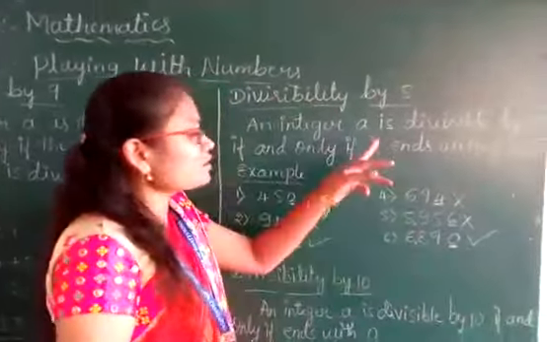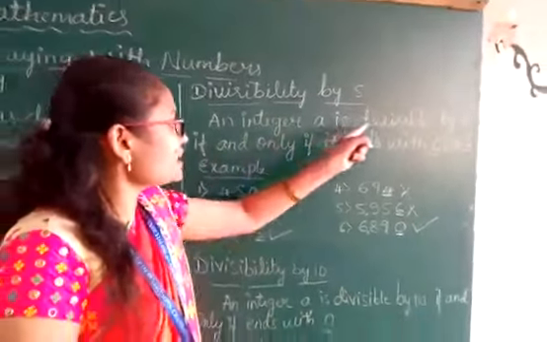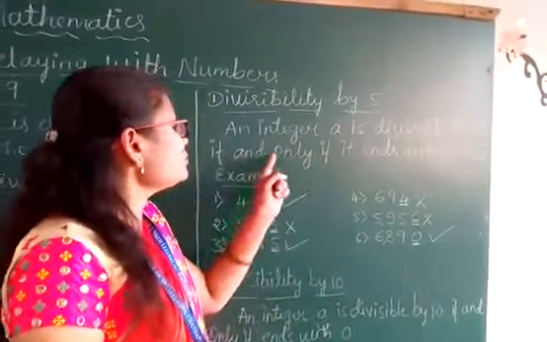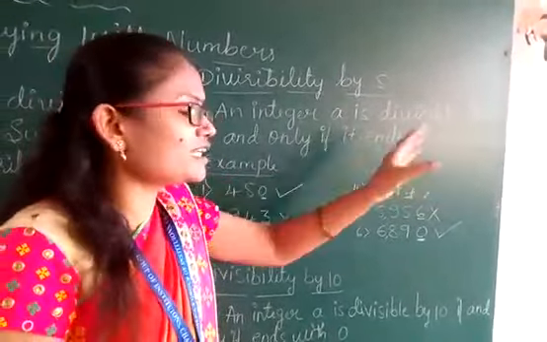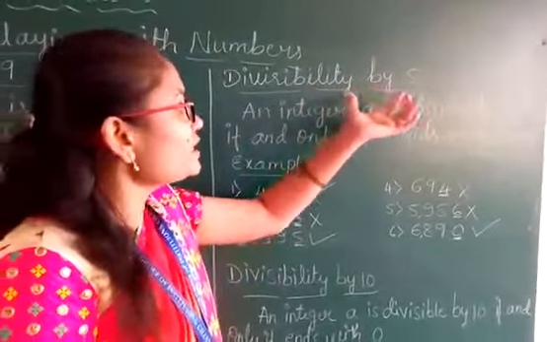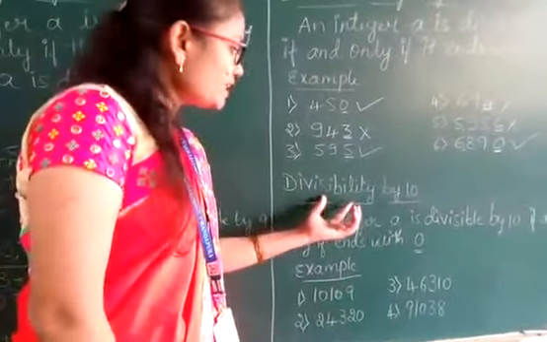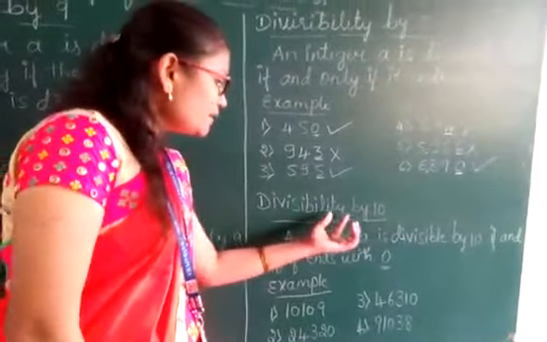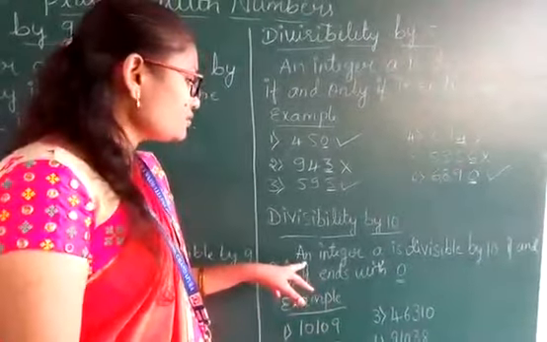So how are we going to check divisibility by 5? An integer a is divisible by 5 if and only if it ends with 0 or 5. If the number ends with 0 or 5, we can say that it is divisible by 5. In the same manner, next is divisibility by 10. It is very easy to identify whether the given number is divisible by 10 or not.